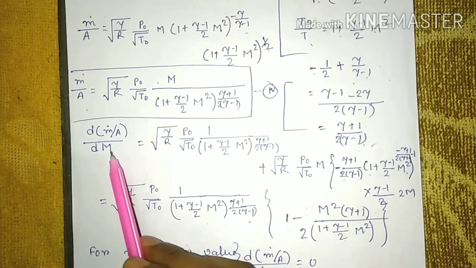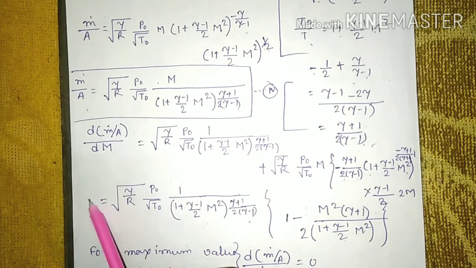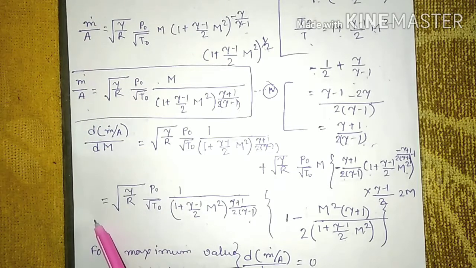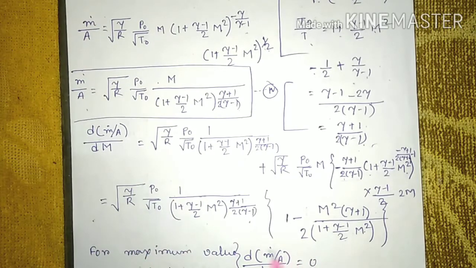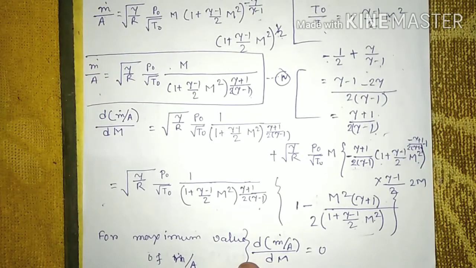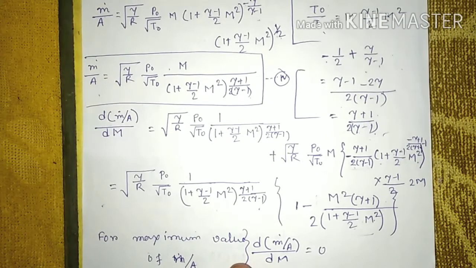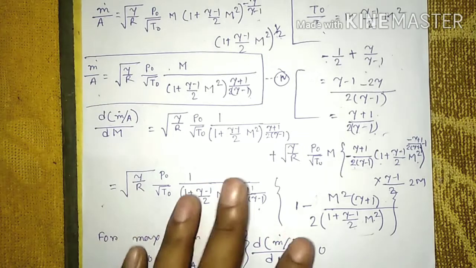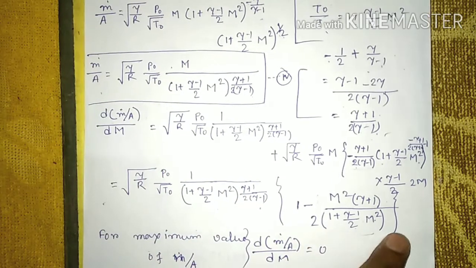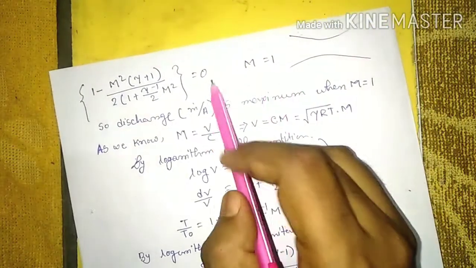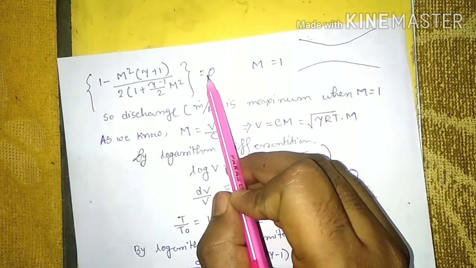So dm dot, meaning the mass flow rate differentiated with respect to M, you can get this one. Now, to get the maximum value of the mass flow rate, it will be equal to 0. Now for this case it is equal to 0.